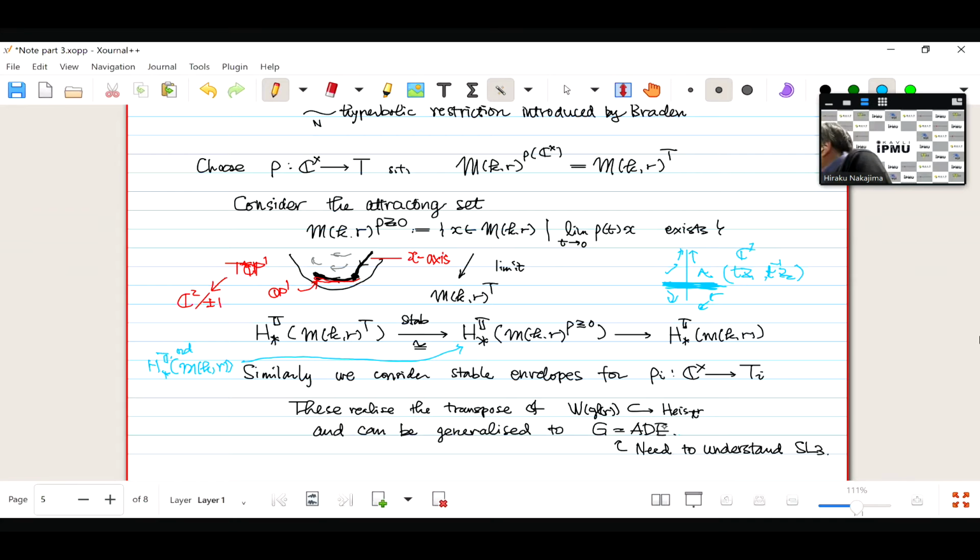Okay, this is a little bit brief, but this is my explanation of our proof of the HET conjecture for general groups. So if you have any question, please ask at this moment. Okay, then let me continue.